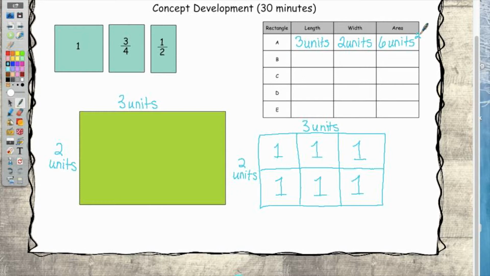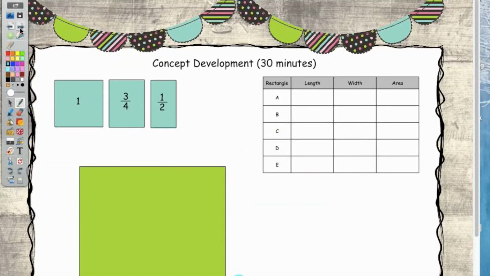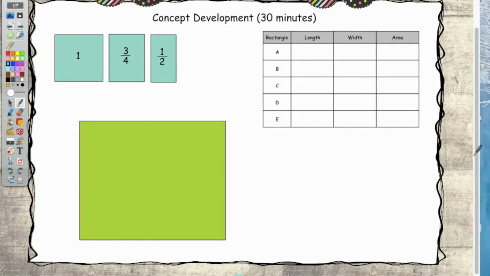But we're going to have fractions in there. So let's look at the second rectangle we need to cover. Well, should I start with my ones again? No.